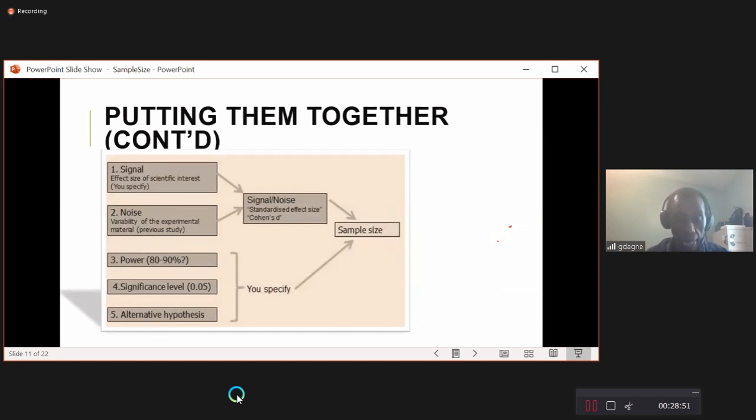Now all these different parts are required from you as a researcher, as an investigator. But once you have that, you don't have to memorize the formula or look into this. These days all these things are available in software, in programs. There are a lot of programs available now, so we can use those.